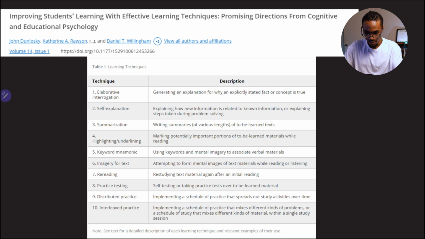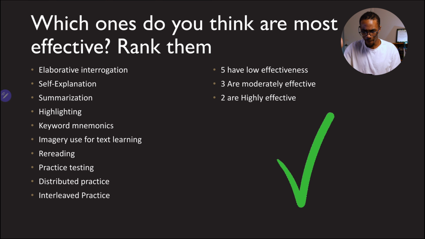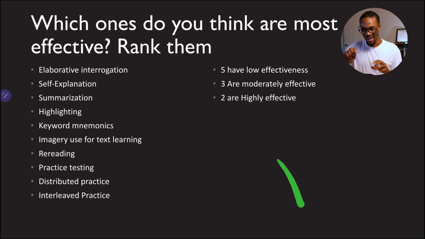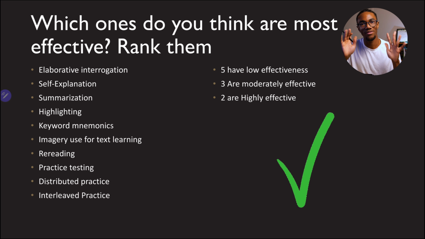10 study strategies. First, elaborate interrogation. You can read the description of all of these if you want. Self-explanation, summarization, highlighting, keywords, imagining stuff, rereading, practice testing, distributed practice, interleaved practice, and so forth. But he ranked the effectiveness of each one. So I want you to, again, pause the video and see if you can find the 5 that have a low effectiveness, the 3 that have a moderate effectiveness, and the 2 that are highly effective. So have a go at that. Pause the video and we'll come back.